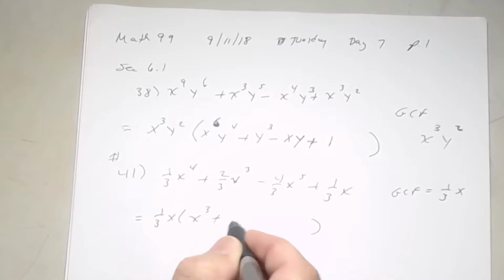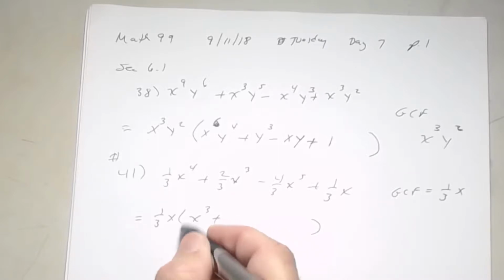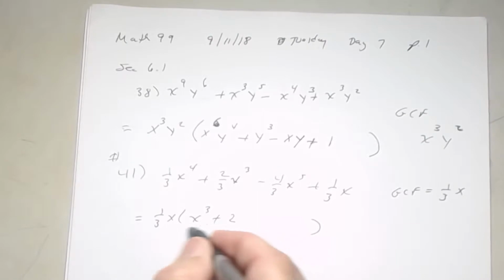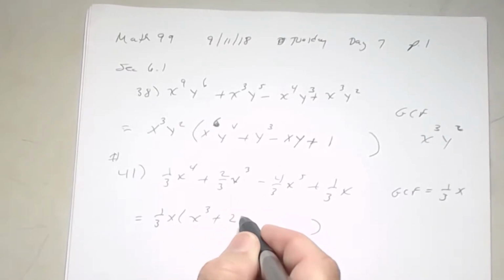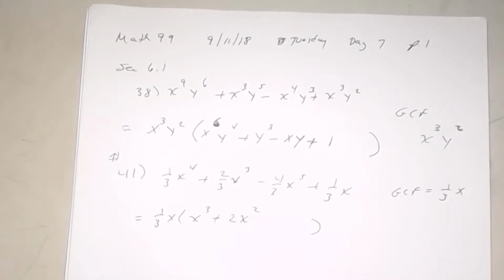Plus 1/3 x times what is 2/3 x cubed? 1/3 times what's 2/3? 2. x times what's x cubed? 2x squared. All right. So 1/3 x times 2x squared is 2/3 x cubed.